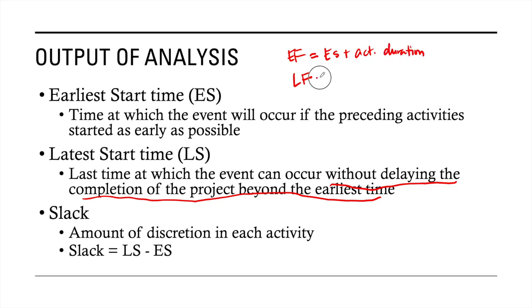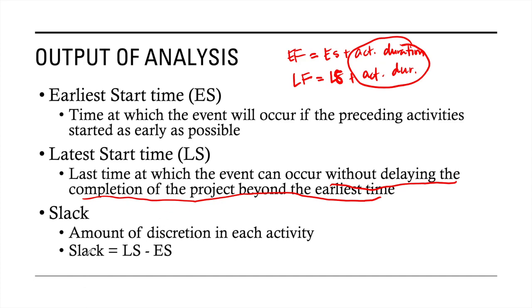And in the same way, LF, or the latest finish time, is the LS plus the activity duration. And remember, activity duration is a constant. Therefore, EF and LF are dependent on ES and LS. And that is why I usually do not include EF and LF anymore, because it is easy for us to understand eventually what EF and LF is, as long as you know ES and, sorry, this has to be LS.